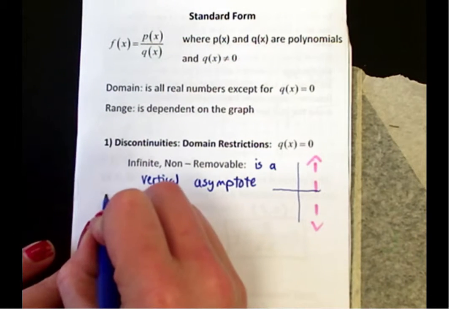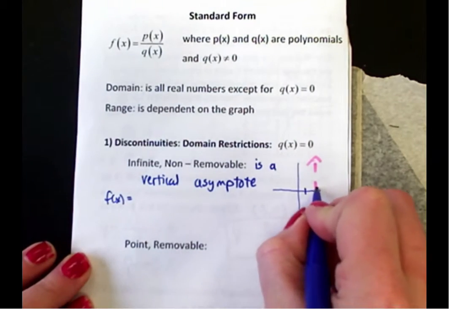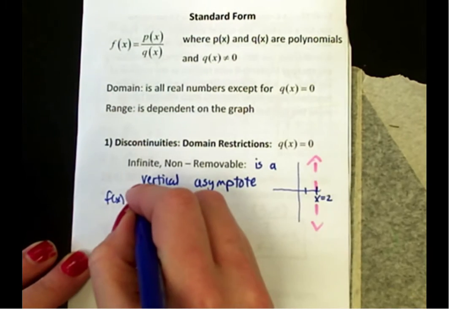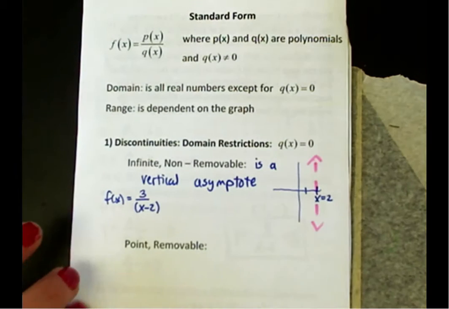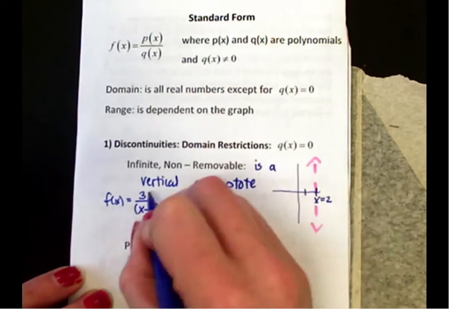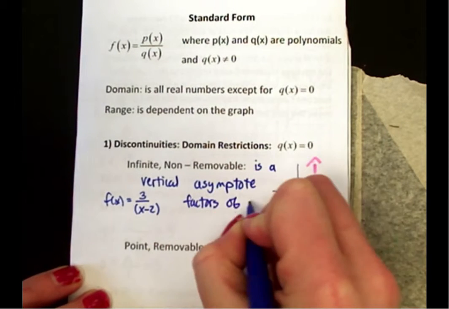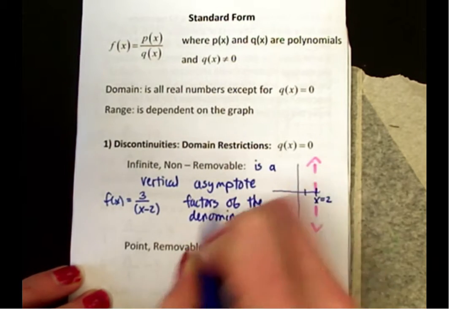Let's try it then. Let's say this. F of x equals, let's consider that to be at x equals 2, 3 over x minus 2. Factors of the denominator only is a vertical asymptote, and it comes from factors of the denominator only.